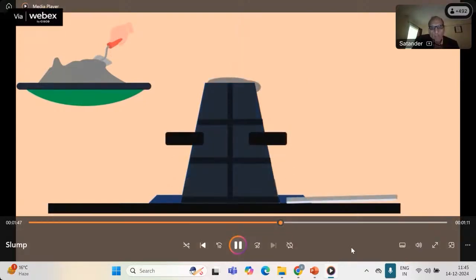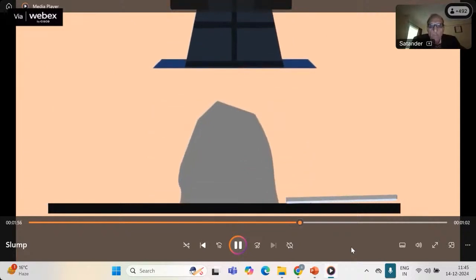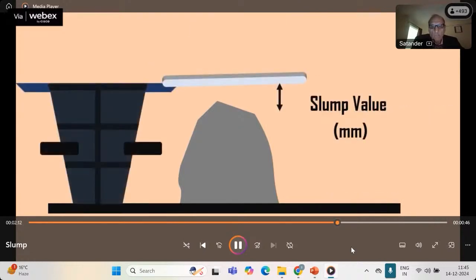After the top layer is filled, the concrete is struck off level. The mold should be removed from the concrete by slowly raising it in the vertical direction. Now, you will notice the concrete tends to subside. This subsidence is referred to as the slump of concrete. This slump value is then measured by the difference of the height of the mold and that of the highest point of the specimen.